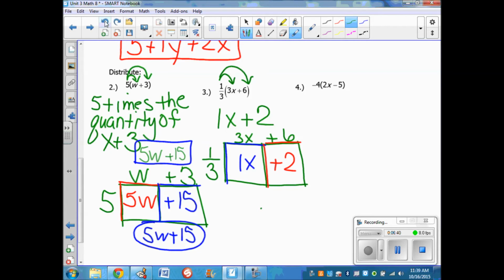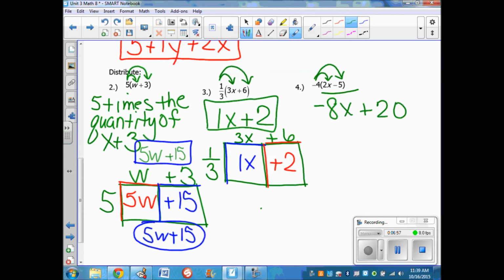If not, just do it the first way that I did it. Either one is fine. And number 4: -4 times 2x is -8x, and -4 times -5 is a positive 20. Remember what I said yesterday? Make sure that you box in or circle or highlight your final answer. Okay, let's go ahead and turn the page.